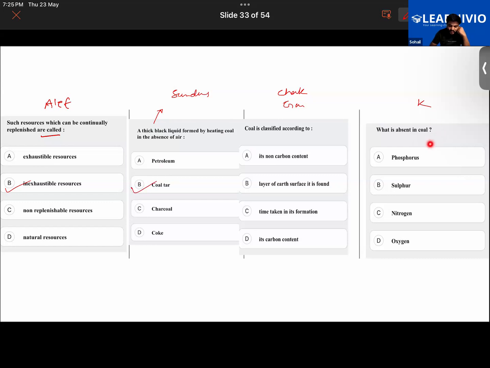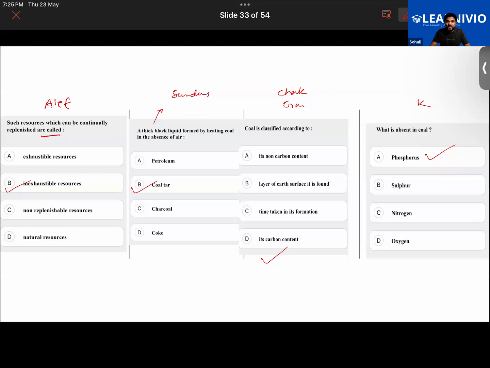What is absent in coal? Phosphorus. Very good. For the third question, what are you guys answering? It's carbon content. Very good. So coal has been classified as per its carbon content.